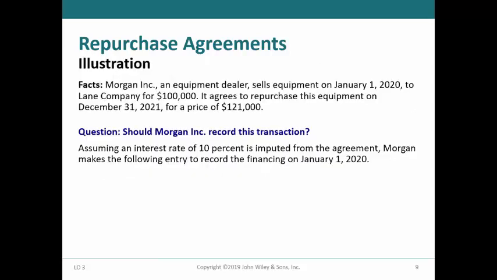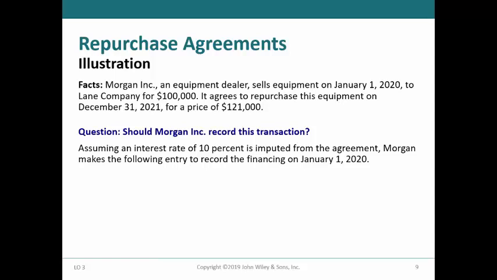To illustrate a repurchase agreement, we will consider Morgan Inc., an equipment dealer who sells equipment to Lane Company on January 1st, 2020 for $100,000 with an agreement to repurchase the equipment on December 31st, 2021 for a price of $121,000. Since the repurchase amount, $121,000, is greater than the original sales price of $100,000, this is a financing rather than a sales transaction.